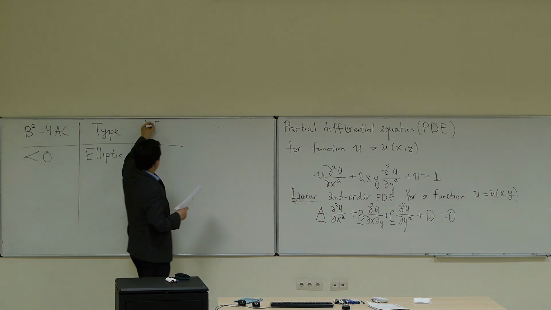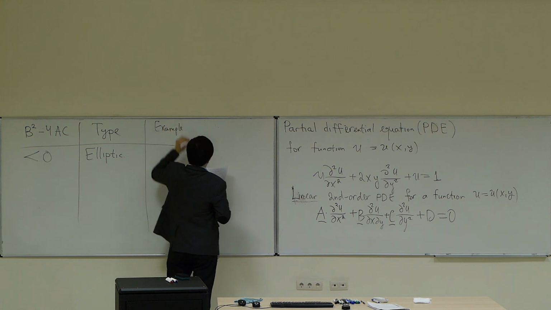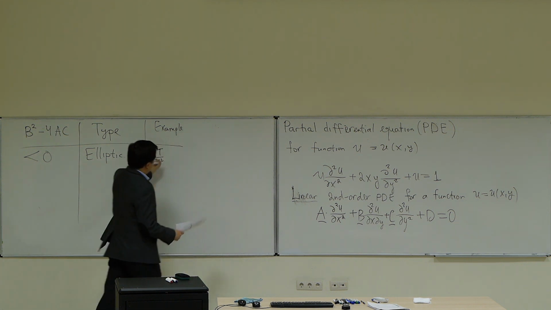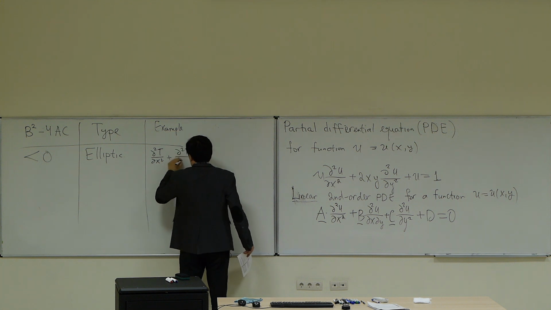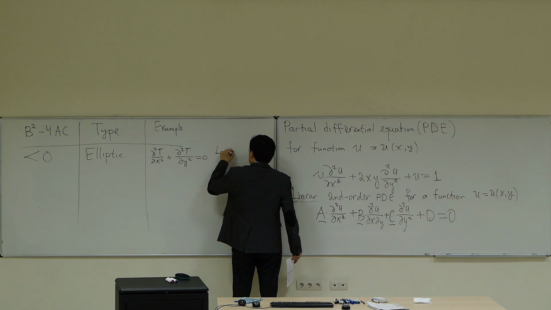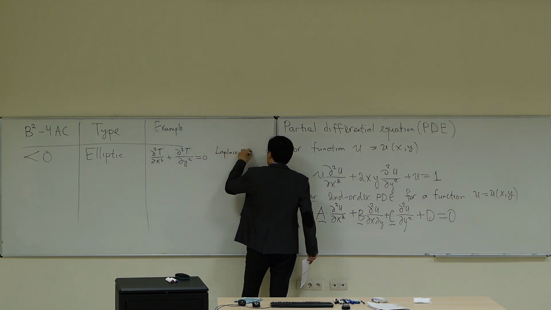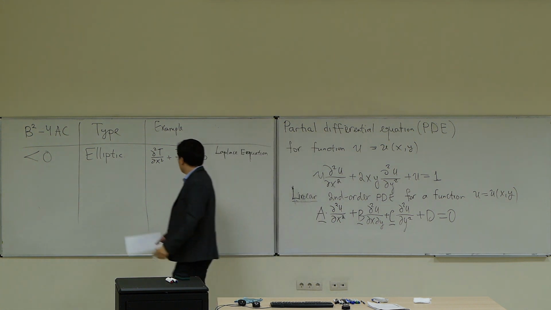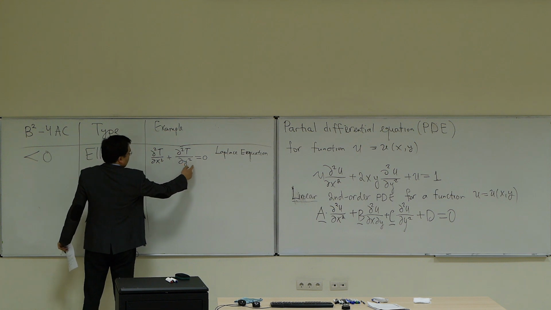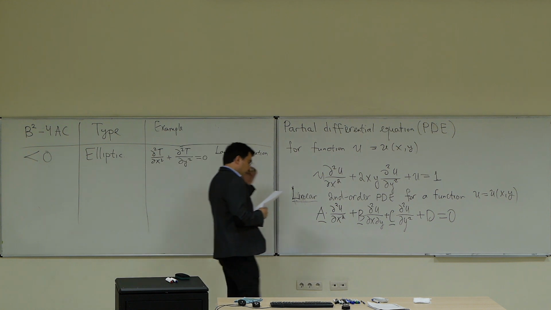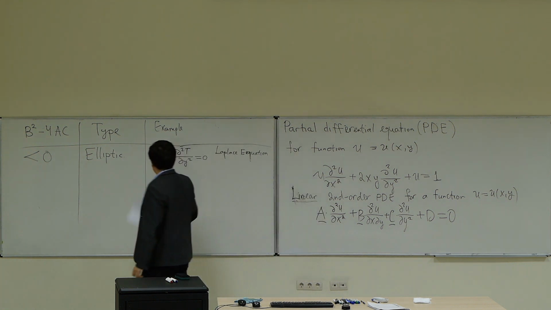Let's give one example here. An example of this is the following: second derivative of, let's say, temperature with respect to x plus second derivative of temperature with respect to y is equal to 0. This equation is called the Laplace equation in the two-dimensional case. Of course, you add the second derivative of T with respect to z if you have an additional variable. So what does this describe?